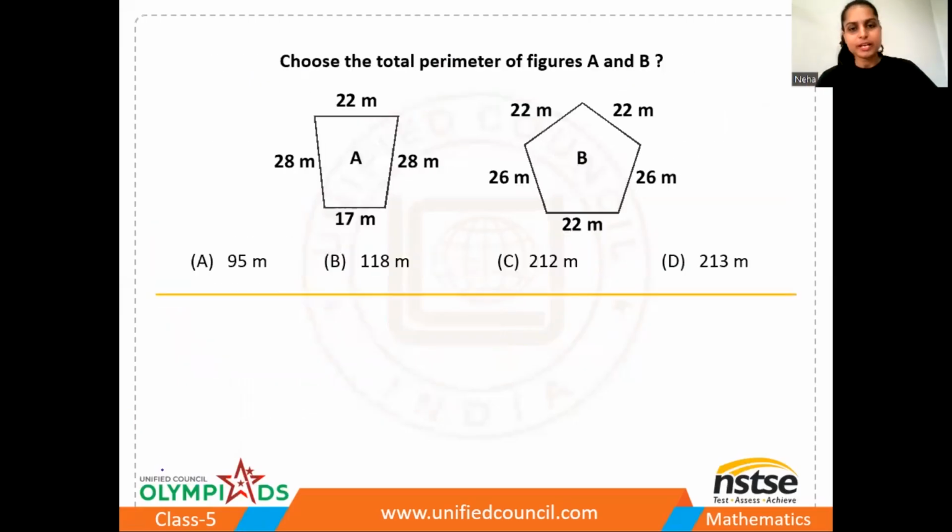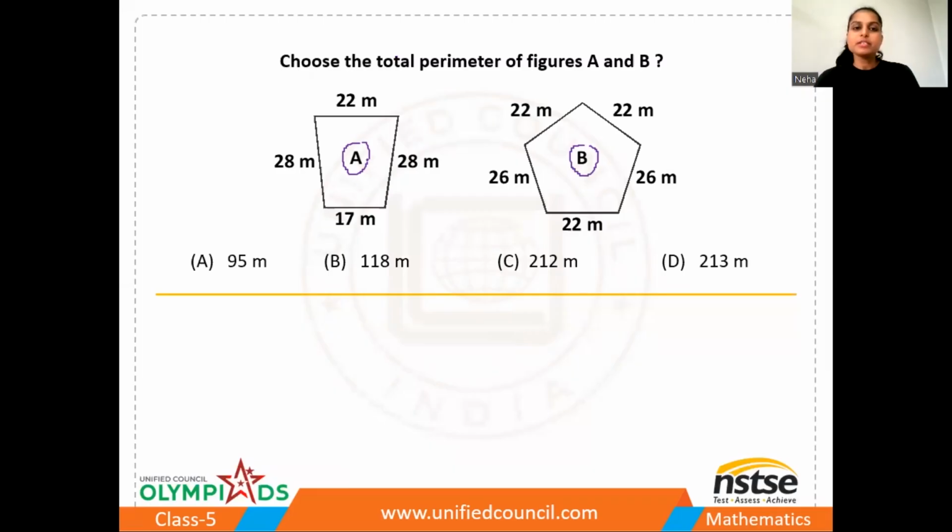Now let's move to the next one. This is the next question. The next question says: choose the total perimeter of figure A and figure B. So this is your figure A and this is your figure B. We have to find the perimeter here. There is no need to pick a pen even in this question. You can do all the questions directly. So perimeter is what? Perimeter is nothing but the sum of the length of the outer boundary. This is called the perimeter.